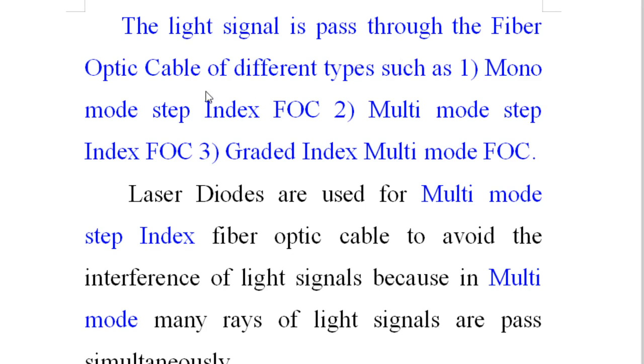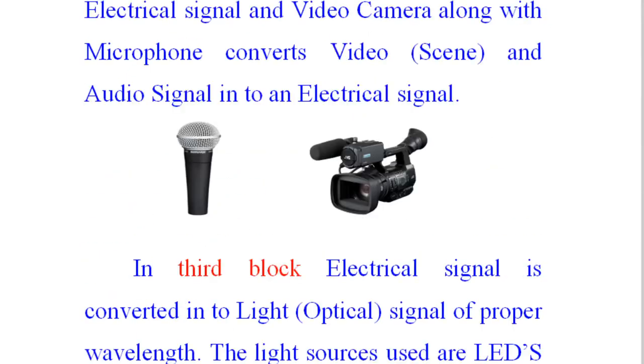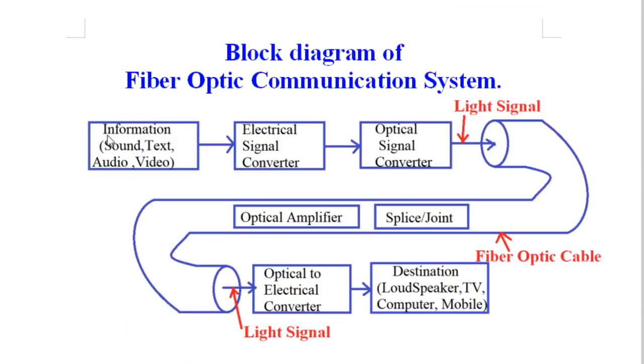The light signal is passed through fiber optic cable of different types, such as number one, monomode step index fiber optic cable. FOC means fiber optic cable. Sometimes it is also treated as fiber optic communication. But here now, as I told you, three blocks we have covered. First block is our information signal. Second block is transducer, converting the information signal into an electric signal. Third is what? Optical converter, the converter of electrical signal into light. And then we are passing that light signal of various wavelength to a what? Fiber optic cable. And we are going to study the different types of fiber optic cable, in short here, as an introduction only. In detail we are going to study later on, and then we'll come to the last two blocks.